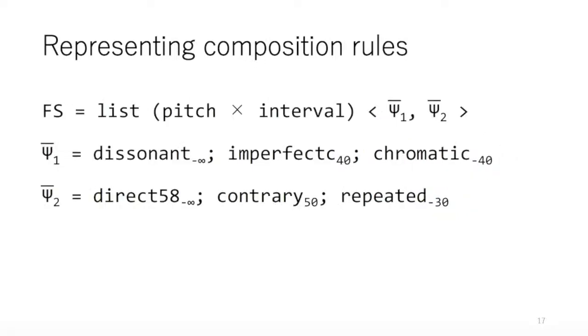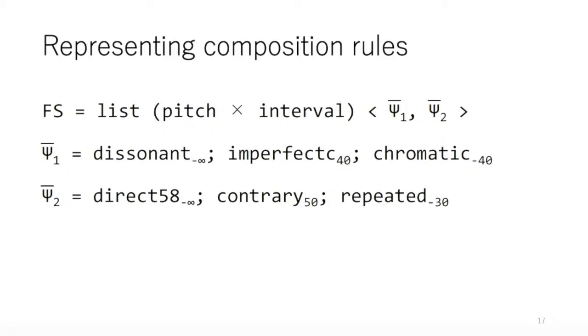And here is the type representation of composition rules. It is a weighted refinement type that has two groups of refinement predicates. These predicates encode rules on a single bar and rules on two adjacent bars, respectively. The weights on the predicates represent the reward or penalty. In particular, when the weight of a predicate is minus infinity, the predicate represents a mandatory requirement.